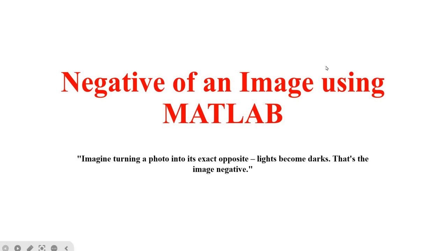Hello everyone. In this video we will see how to convert an image to its negative using MATLAB. Here, image negative is turning a photo into its exact opposite, that is, lights become darks.